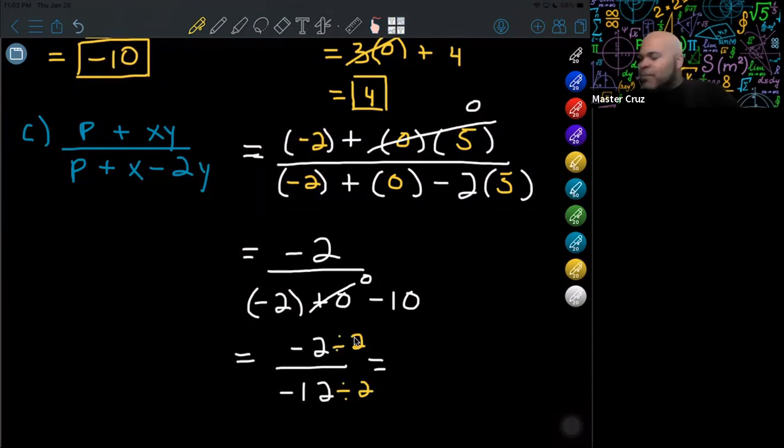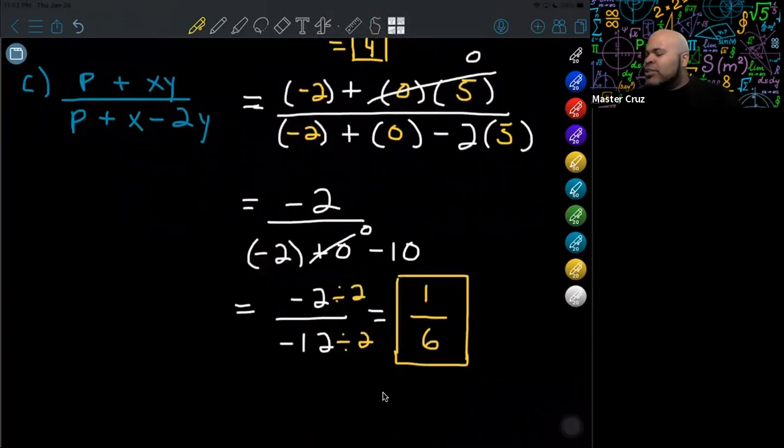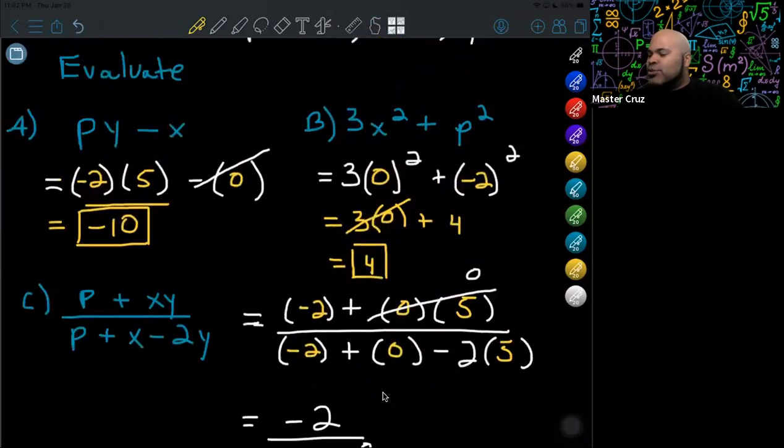2 divided by 2 is 1 over 12 divided by 2 is 6. So the answer is not 6. The answer is 1 over 6. And that's how you evaluate expressions using the substitution method.